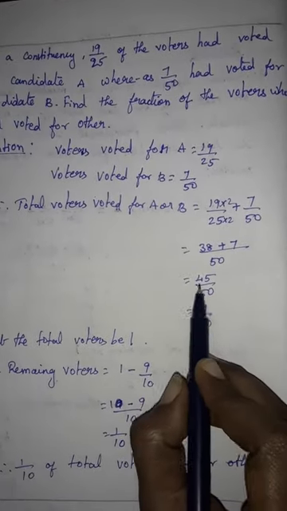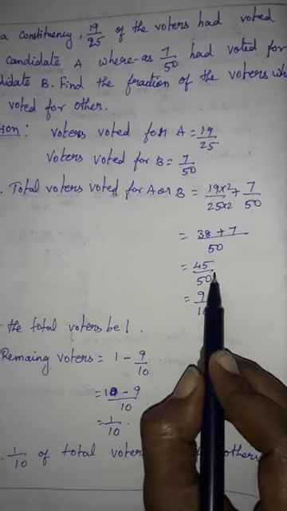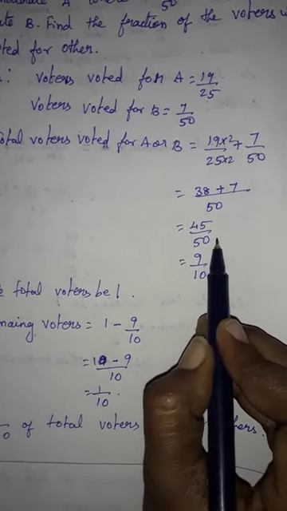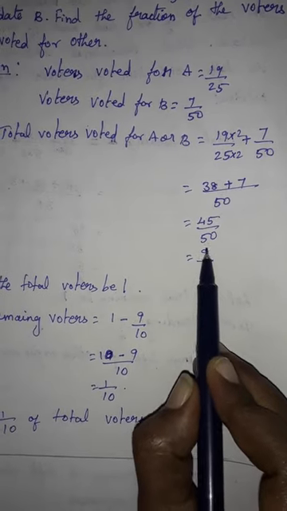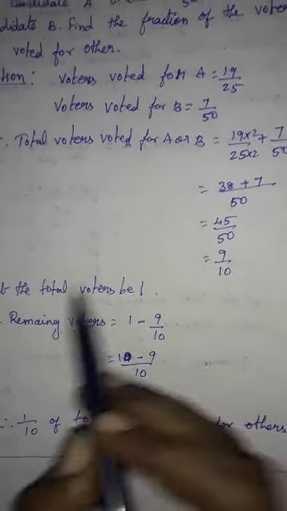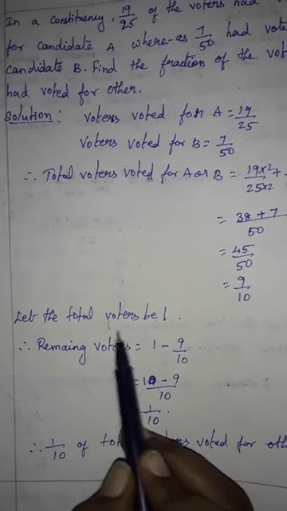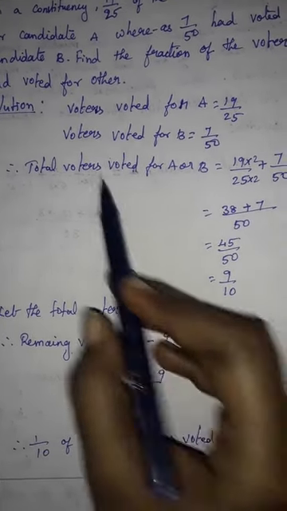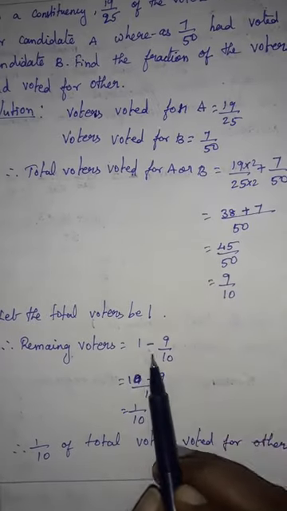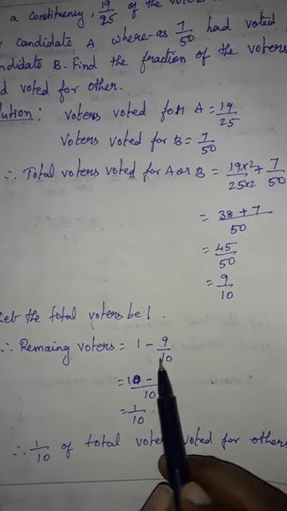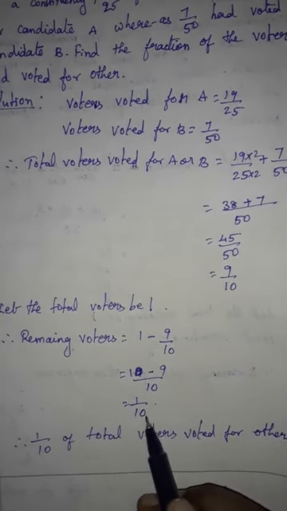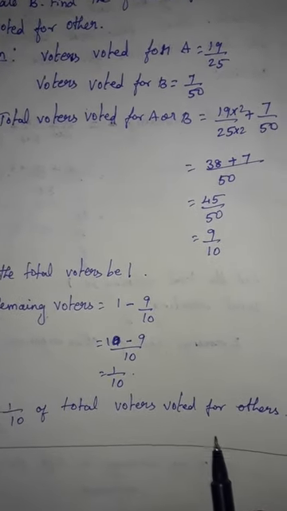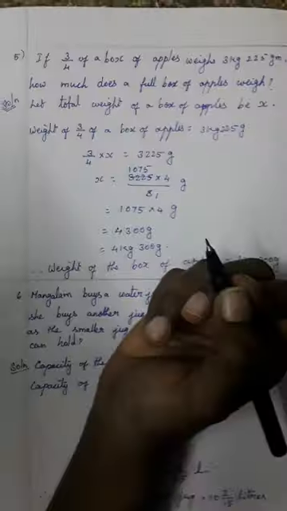Adding 38 plus 7, we get 45 by 50. Since it is not in the lowest form, you have to convert it into lowest form. Then we get the fraction as 9 by 10. Here also, we are assuming that total voters be 1. Then the remaining voters be 1 minus the number of voters for A or B. That is 1 minus 9 by 10. We get the answer as 1 by 10. Therefore, 1 by 10 of total voters voted for others.